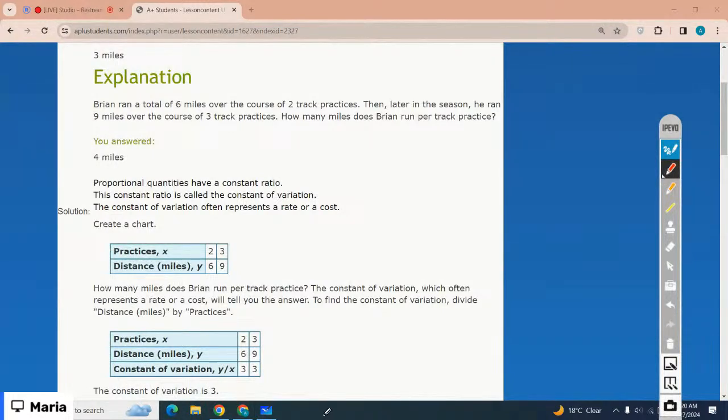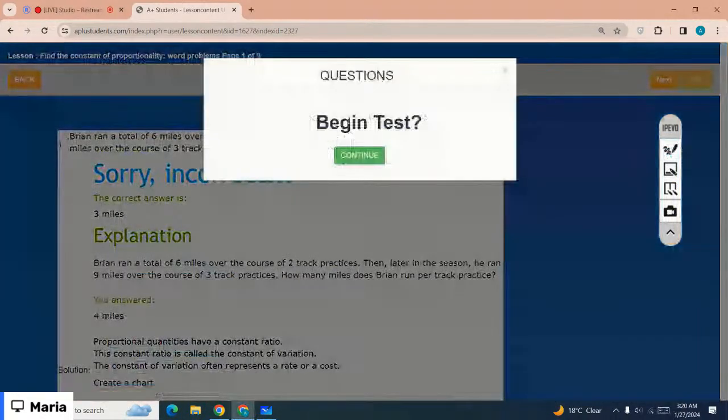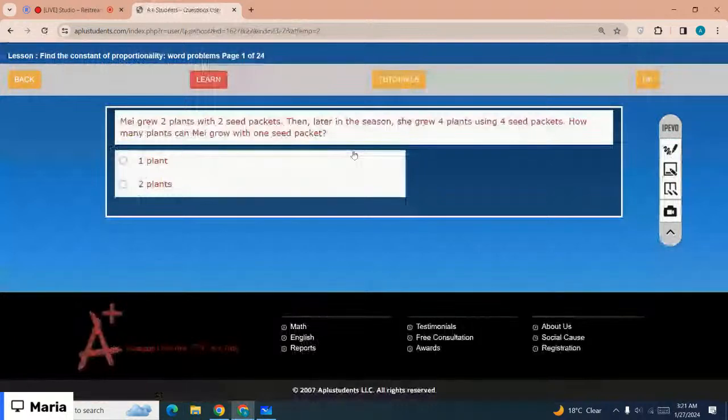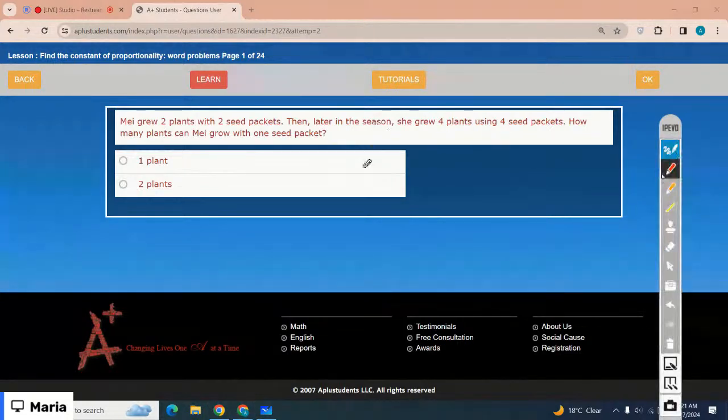Let's just start the test questions. May grew 2 plants with 2 seed packets. Then later in the season, she grew 4 plants using 4 seed packets. How many plants can you grow with one seed packet? So you have to find the constant of variation. Let's make a chart with plants and seed packets. Plants is x and packets is y.